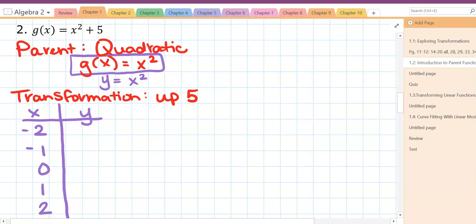So when I take -2 and I square it, so I take -2 times -2, I get +4. -1 squared would be -1 times -1, which is going to be +1. 0 squared is going to be 0. And then we have 1 squared, which is going to be 1, 2 squared, which is going to be 4.